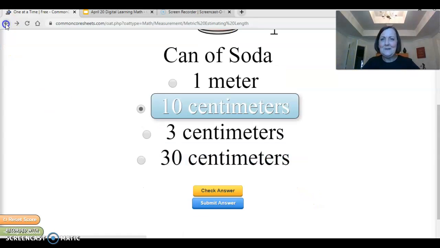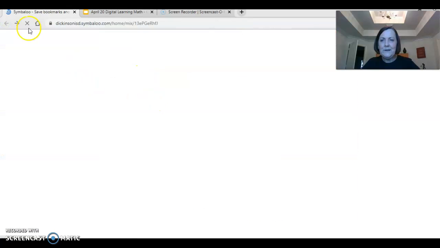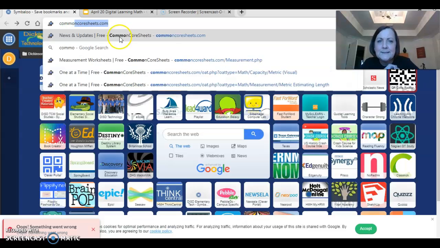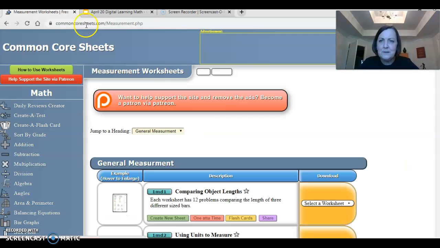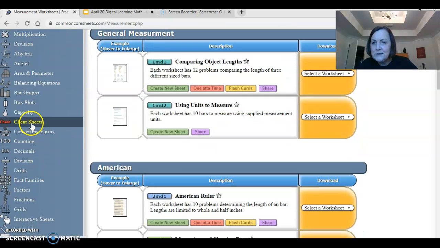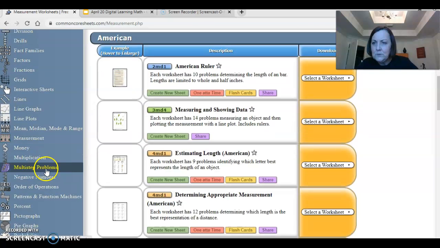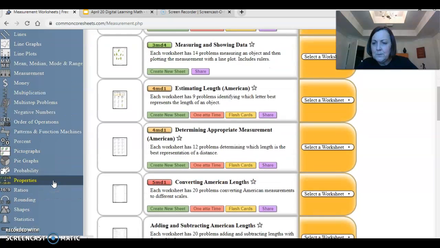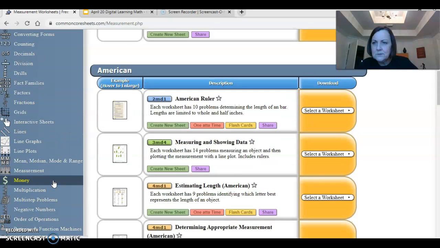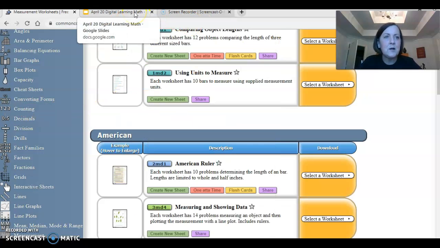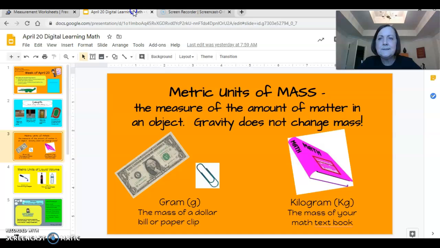Okay. Let's go see if we can do another one. Let's go back to Common Core Sheets, and we're going to go to measurement. Nope, we don't want measurement. We want to do, let's do Common Core. What am I thinking of? Boys and girls. Oh, actually, let's stop right there. And let's go back to our PowerPoint.